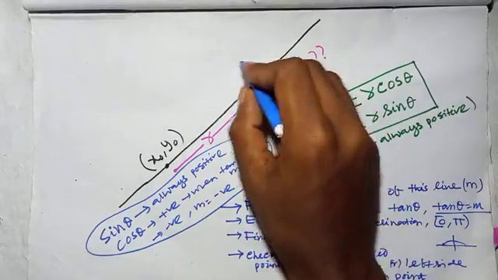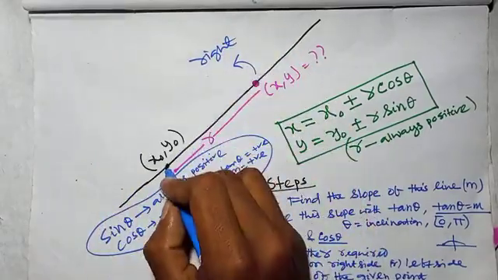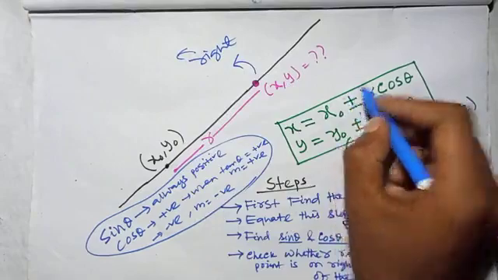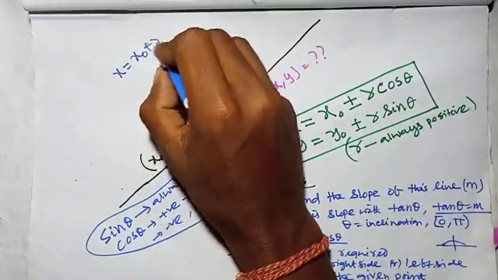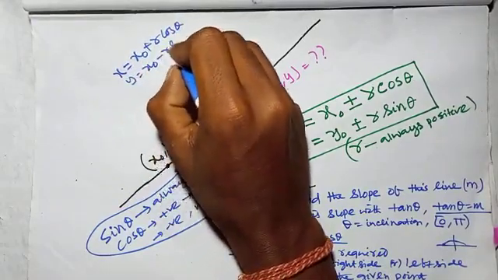If this is at right, right to this given point, then you have to consider the plus sign. Then in that case your formula will be x equal to x naught plus r cos theta and y will be y naught minus r sin theta.